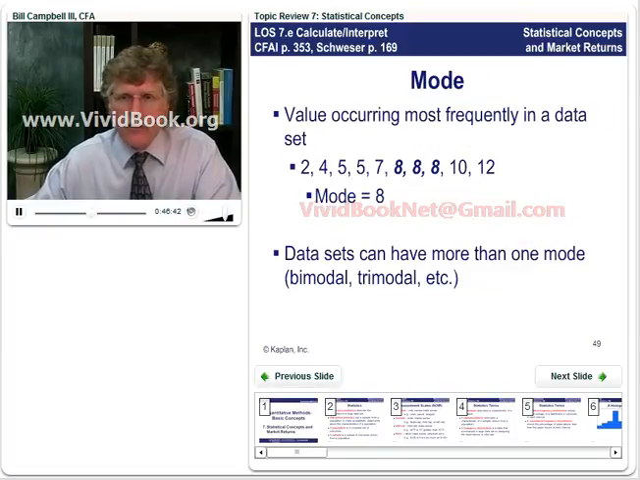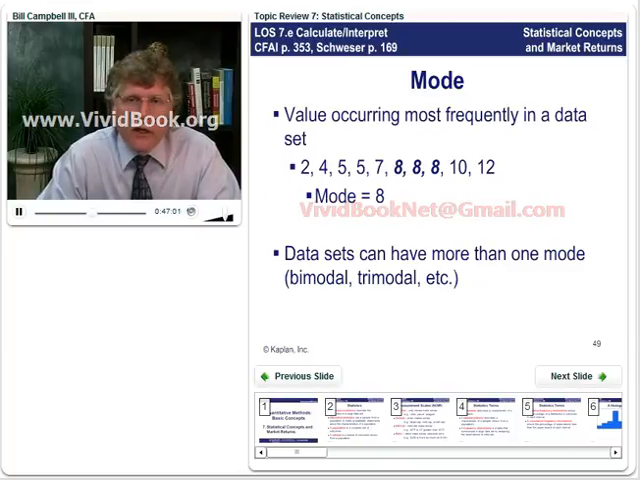Okay. Another measure of central tendency is what we call the mode. That's the value that occurs most often in our data set. So here we have data 2, 4, a couple of 5s, a 7, 3 8s, a 10, and a 12. The one that occurs most often is 8. There are 3 of them. That would be the mode. Notice the second bullet point. Data sets can have more than one mode. And if they have 2 modes, we will call it bimodal. If they have 3 modes, trimodal. If they have several modes, we might say multimodal.